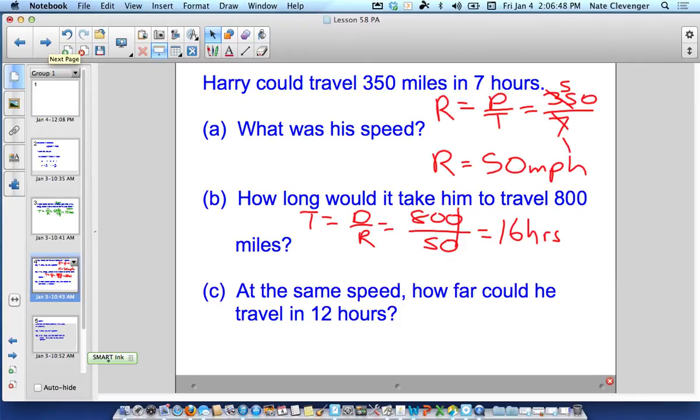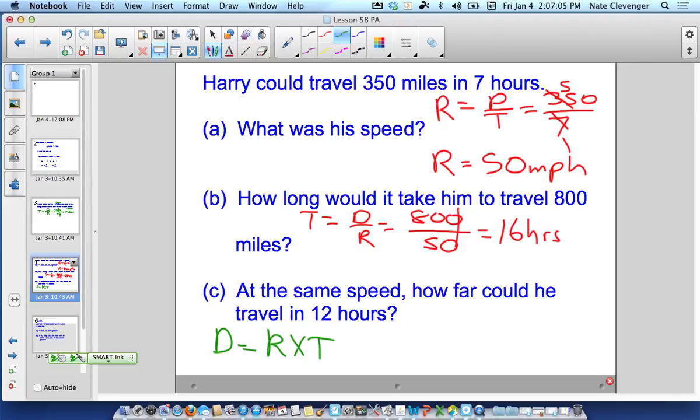Next question. At the same speed, how far could he travel in 12 hours? What are we looking for? What item? Distance. We're looking for distance on this one. So distance is equal to rate times time. So we're going to take the rate of 50 miles per hour times the time. 50 times 12. So 600 miles.